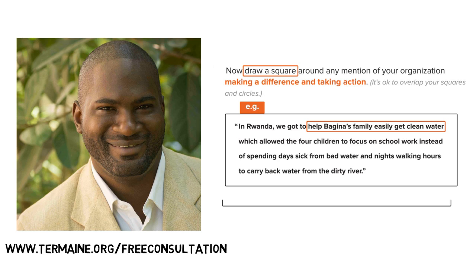Next, draw a square around any mention of your organization making a difference or taking action. For example, in Rwanda, we got to help a certain family get clean water. You guys took the action to help that family get clean water. So you put a square around that, but you'll put a circle around Rwanda.